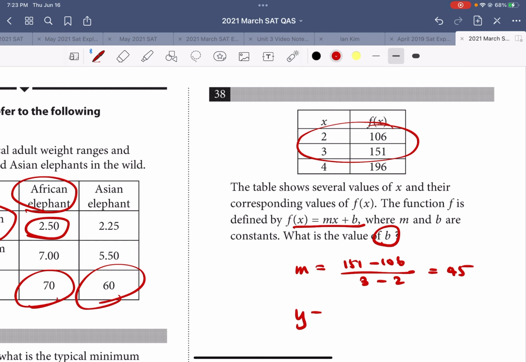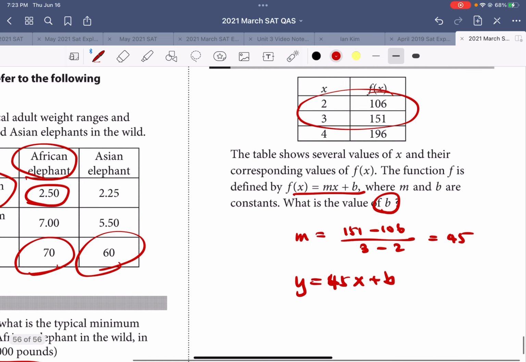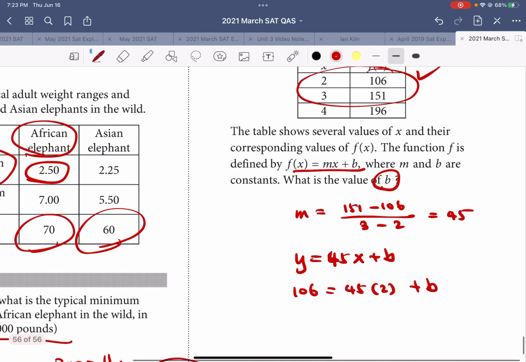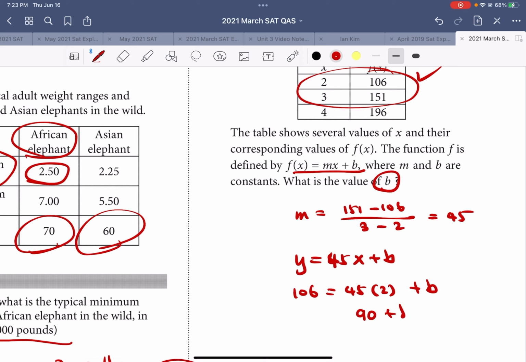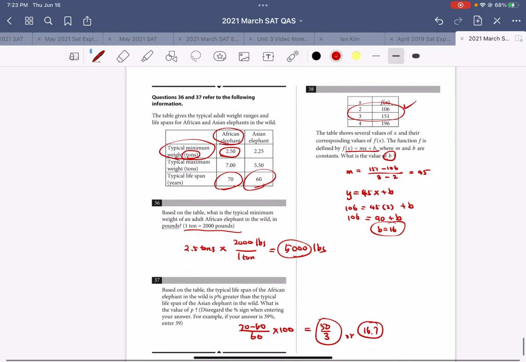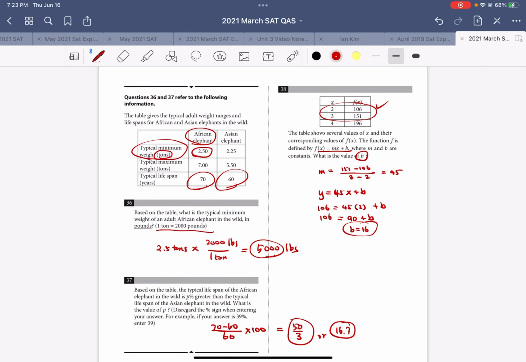Okay, so y equals 45x plus b, and then you can use one of the points. So here 106 equals 45 times 2 plus b. So 45 times 2 is 90. When you subtract 90 from both sides, b should be 16. So the answer is 16. Okay, that's how you're going to do it. So that's it for the calculator section for 2021 March. And then I will see you next SAT.